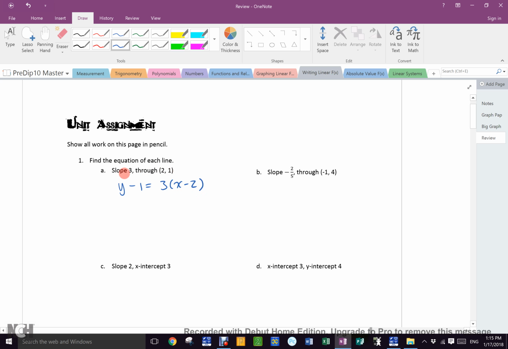Point and slope. That's the easiest way to do that. Some of you probably have slope-intercept, which is 3x minus 6 plus 1, y equals 3x minus 5. Some of you might have that. If you have standard or general form, then you did way too much work. Way too much work. Okay? All these will be worth 1 point.